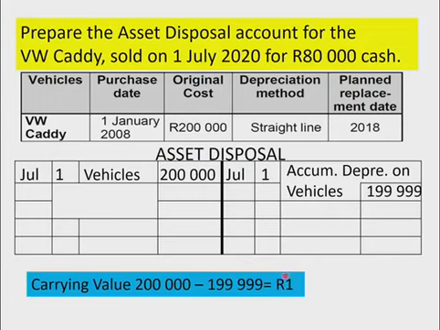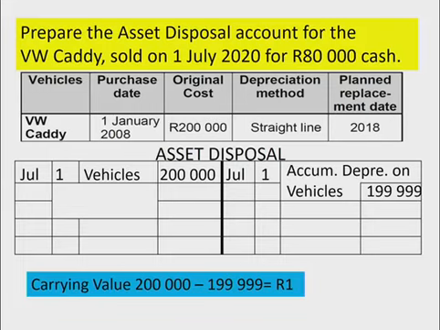Okay, so in our books, the carrying value is 1 rand. But remember, just because it's worth 1 rand in the books and it's fully depreciated, it doesn't actually mean that the physical vehicle is worth 1 rand. It's just in our books, we have written it off completely. It's fully depreciated. It's only worth 1 rand. That is only in our books.